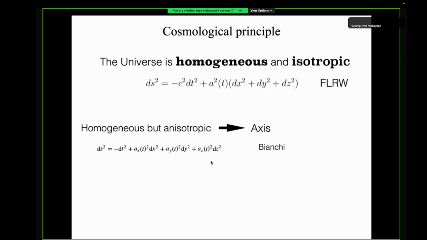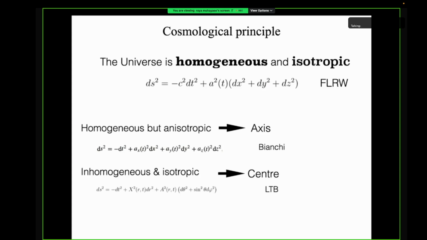Again, nature doesn't have to be homogeneous and isotropic. It can be inhomogeneous and isotropic. In this case, the universe would have a center, a preferred center, a preferred observer. An example of such models are the Lemaitre-Tolman-Bondi models, in which case you see that the scale factor, you have one for the angular directions and one for the radial direction. And so it's very different from the FLRW metric.